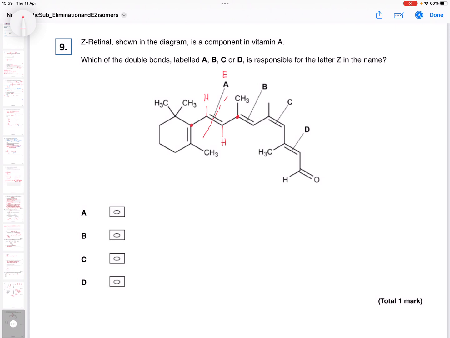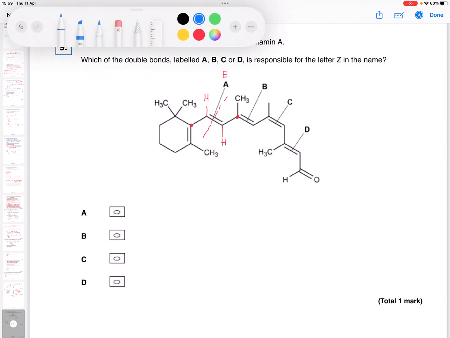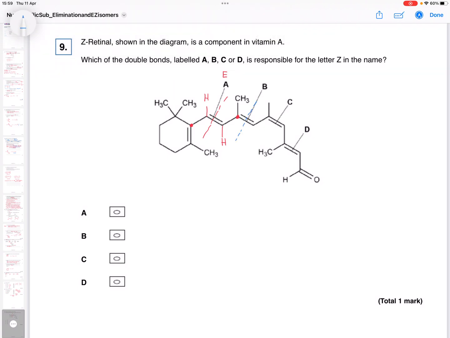Have a look at B now. I'll go for a different colour for B. On one side, let's draw our line. We've got carbon and a carbon. That's bonded to another carbon. So the priority, this one's a hydrogen here. So the priority is this one, and the priority on this side when we're comparing the hydrogen with that carbon. So I've drawn my dots here for the priority. So B is also E.